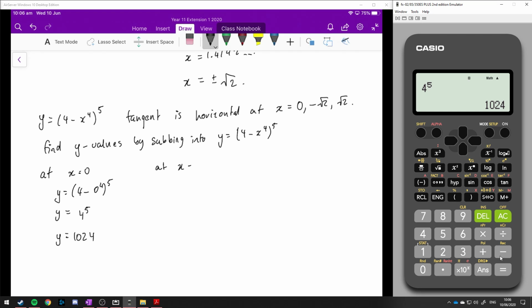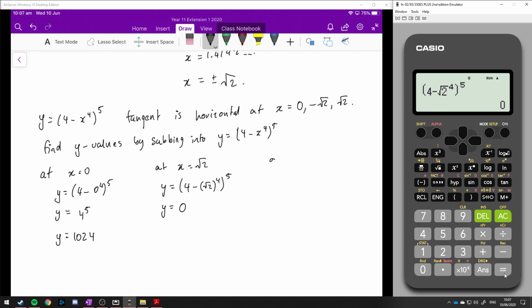Okay, at x is equal to root 2, y is equal to 4 minus the square root of 2 to the power of 4, to the power of 5. Well, let's put that one in. I think that should be equal to 0, if I am not mistaken. Nope, 32. That should be a 4, not a 2. That's why that one's wrong. Whoopsies. Yeah, 0. What I thought. Okay, so that point is at root 2, 0.